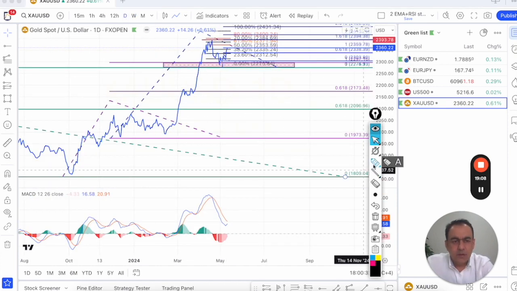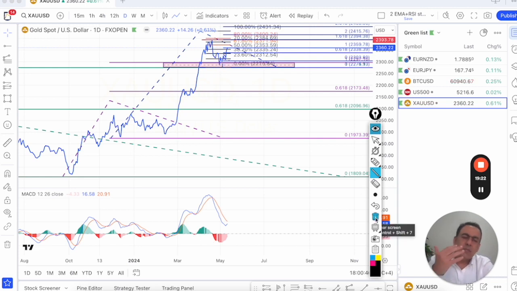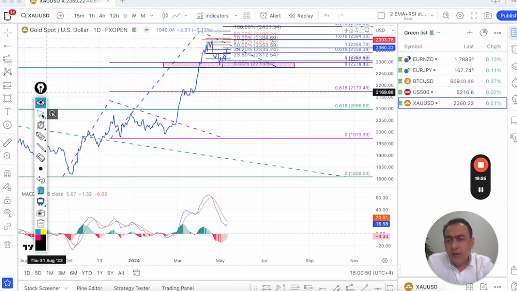Now during this week we got some correction. It touched 2275 and bounced back sharply. I can see that it is forming hidden bullish divergence here, which is a sign of continuation. So I can expect that bulls will continue to hold it and take it to the next higher level.